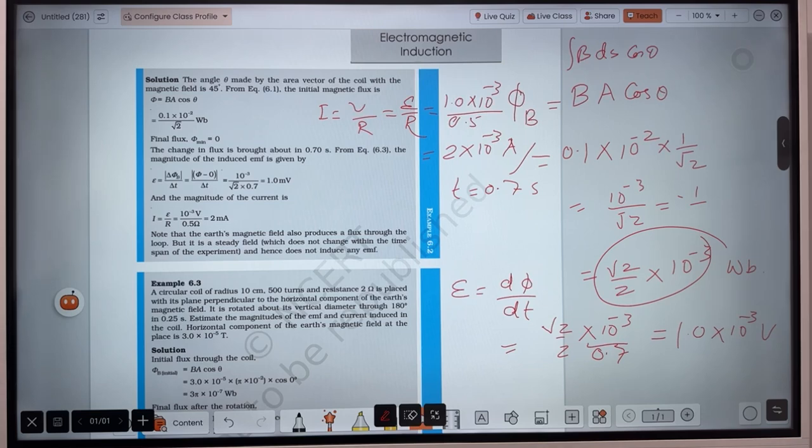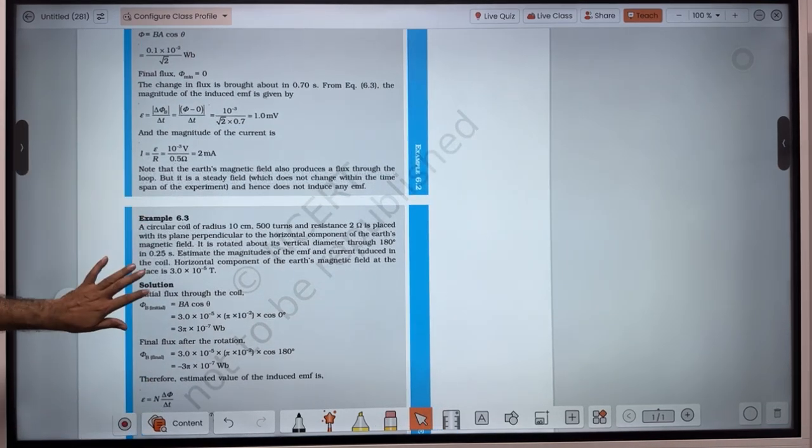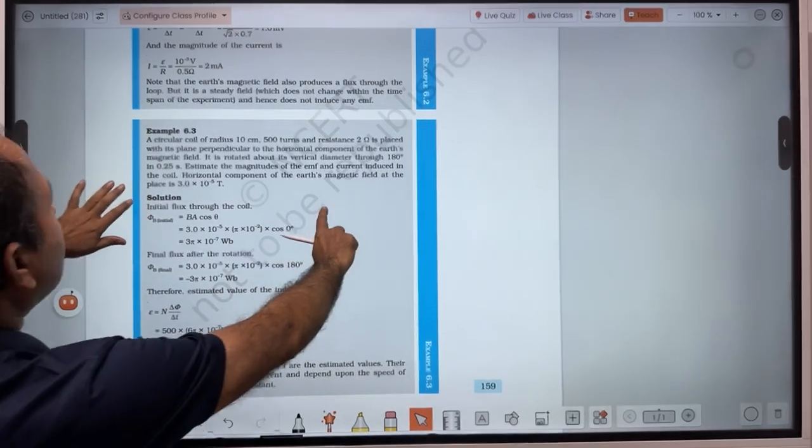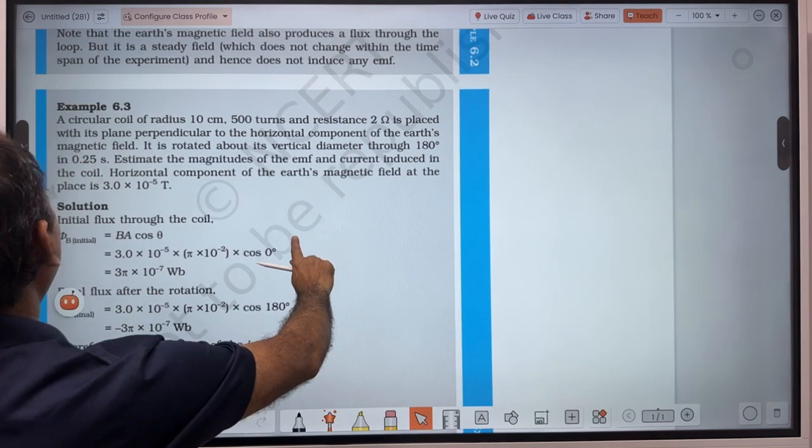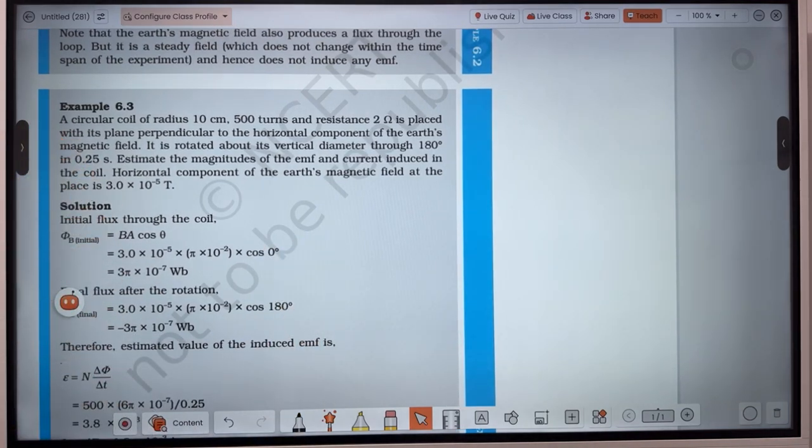So I think you have understood. Now let's take another question. Another question says, a circular coil of radius 10 centimeter, 500 turns, and resistance 2 ohm is placed with its plane perpendicular to the horizontal component of the Earth's magnetic field. It is rotated about its vertical diameter through 180 degree in 0.25 seconds. Estimate the magnitudes of the EMF and current induced in the coil.